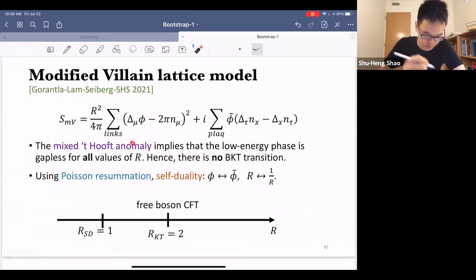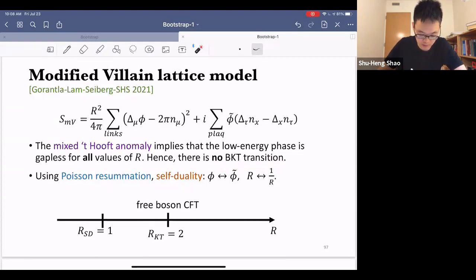Because now we have the mixed anomaly already on the lattice, it means that if we impose both U1 symmetries, the phase diagram looks like this. It's always the gapless free boson CFT. This is because now we can impose the winding symmetry already in the UV. And therefore, there's no BKT transition.